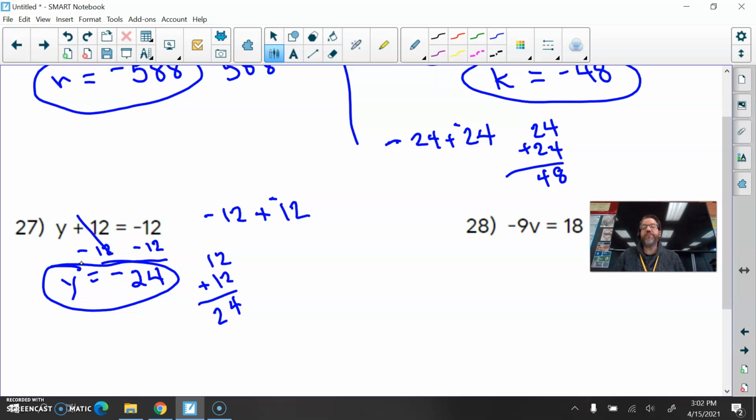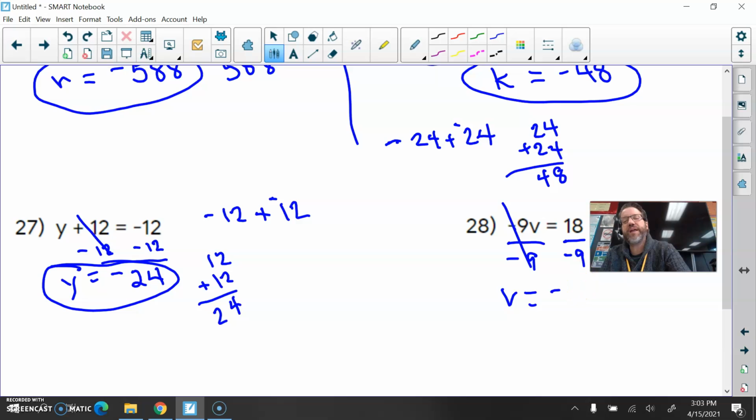All right, number 28, we have negative 9v, which means negative 9 times v equals 18. To undo multiplying, we divide by negative 9, which means I also do that over here. Divide by negative 9. These cancel out. You multiply by negative 9, you undo it by dividing by negative 9. So we just have v equals 18 divided by negative 9. When multiplying and dividing, if you only have one negative sign, you'll get a negative answer.